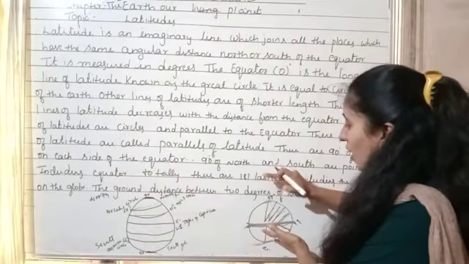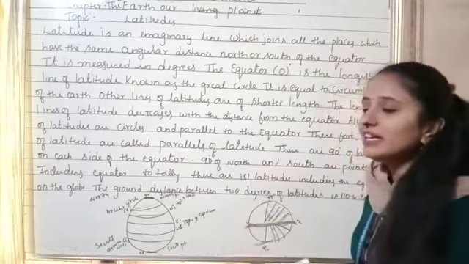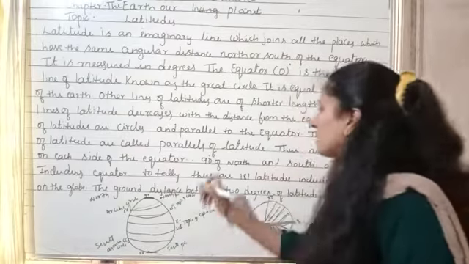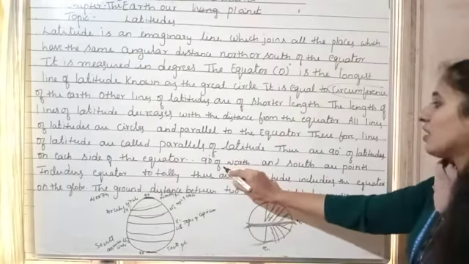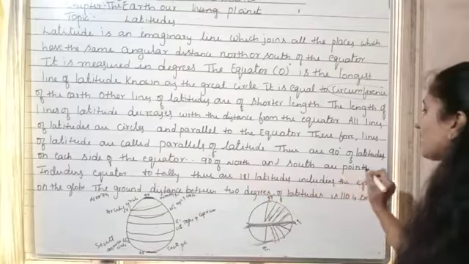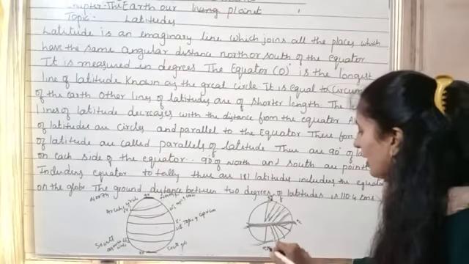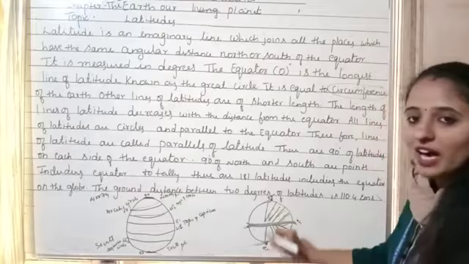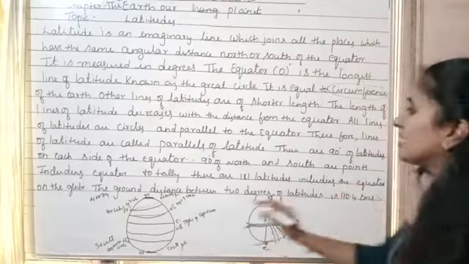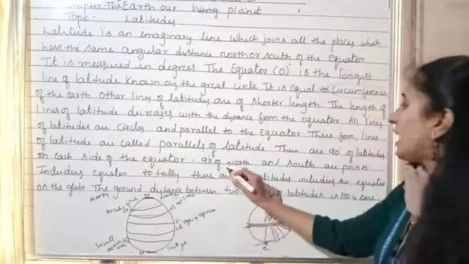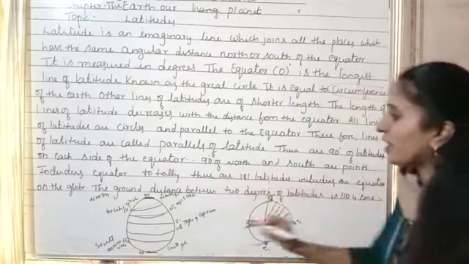So in the north or the south, you can observe 90 degrees on both sides of the equator. North is 90 degrees and south is 90 degrees. This is the north point and this is the south point. Both are equal to 90 degrees.